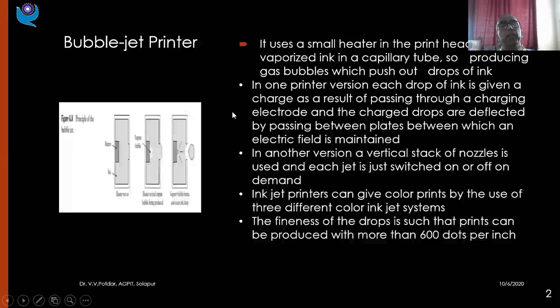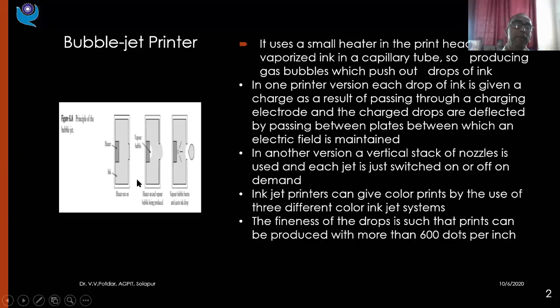A little variation of the inkjet printer is the bubble jet printer. This is not much in use, but it also provides very good print quality. As you can see in the sketch, there is one heater provided in the print head. Because of that heating, the ink will be heated and an ink bubble will be formed. That ink bubble will come out of the nozzle, or the orifice, and it will move onto the paper and create your print impression.